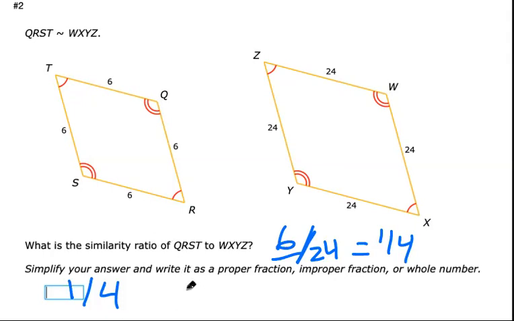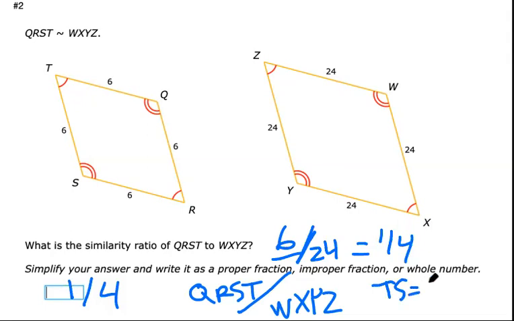Okay, so starting with this first side, so the QRST will be on top, and then the bottom will be WXYZ, and whichever two sides you pick. So for example, we pick TS equals 6, and then here we have ZY is going to be equal to 24. So 6/24 down to 1/4. Okay, so that's just the process of that.